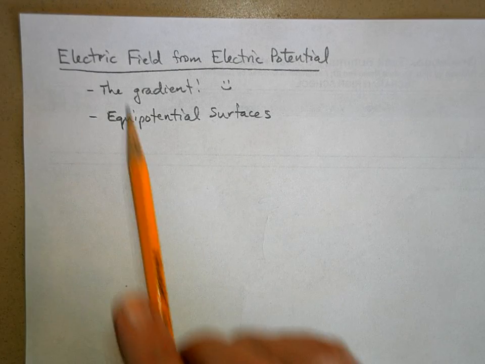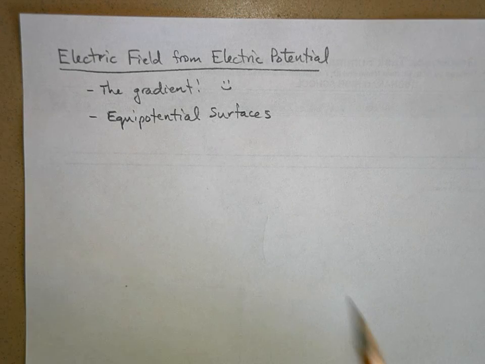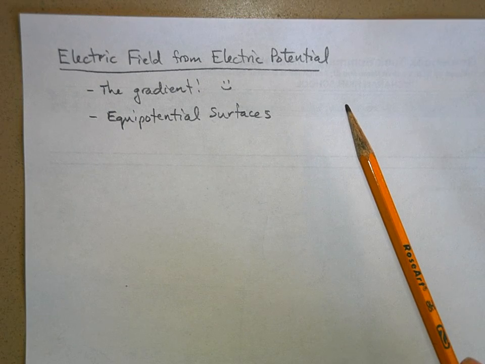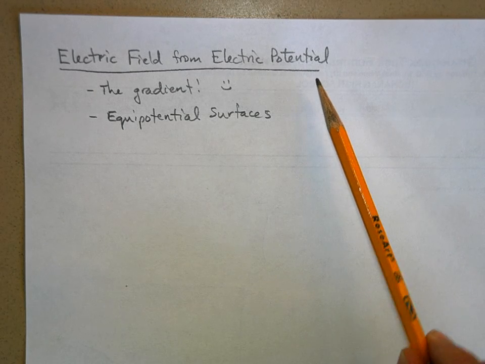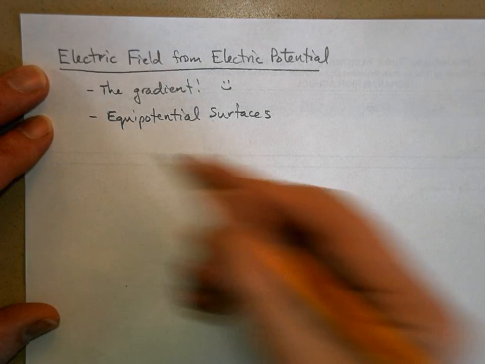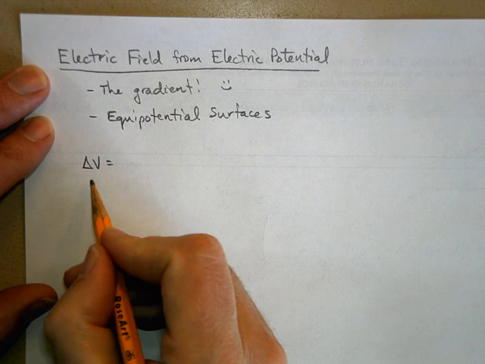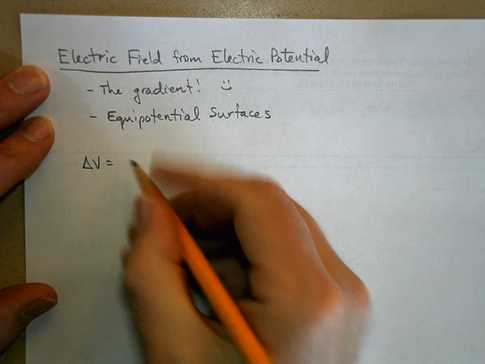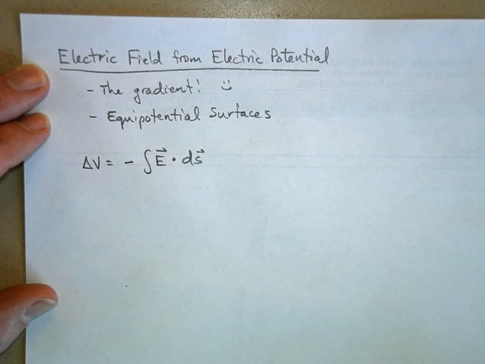So let's talk about electric fields from the electric potential. Now, we just talked about electric potential, which is a useful thing, but physicists quite often find electric potentials because they're relatively easy to find, and then they use those electric potential functions to calculate the electric field. So it's pretty cool. Now, we said that a change in voltage, and remember, a voltage is a scalar, is equal to negative E dot dS.